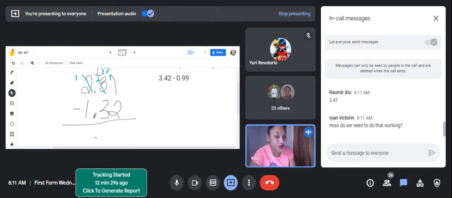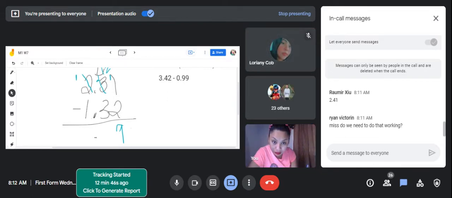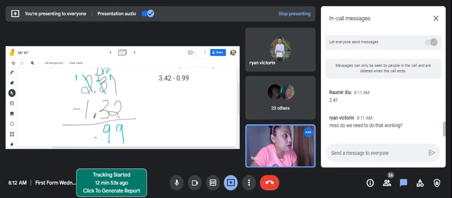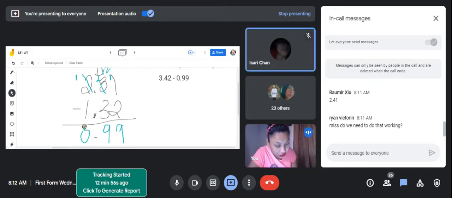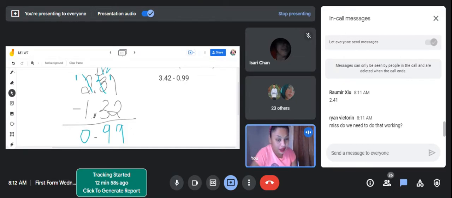Now what is 11 minus 2? 9. Very good. Then I have 12 minus 3. What is 12 minus 3? 9. Okay. And then 1 minus 1? 0. So this is how we get the 0.99 that is over here. Right?